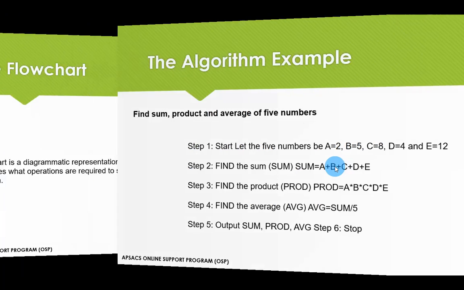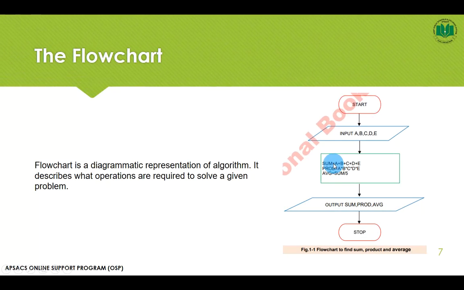Now we will get to the next topic, which is the flowchart. A flowchart is also the solution of a problem, but not in algorithm form. It is in pictorial or diagrammatic form. Now I will read the definition. A flowchart is the diagrammatic representation of an algorithm. It describes what operations are required to solve the given problem. Same as the algorithm, it requires steps. Operation means the steps to solve a problem.